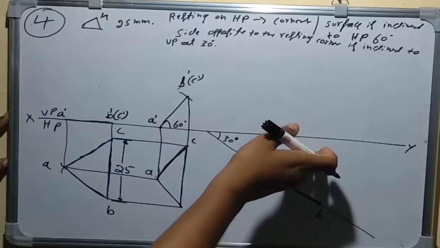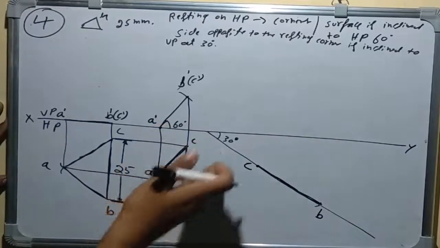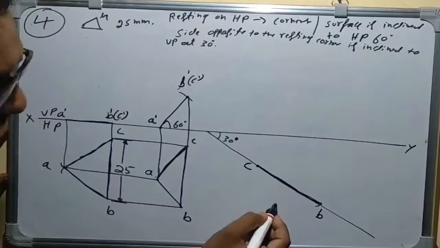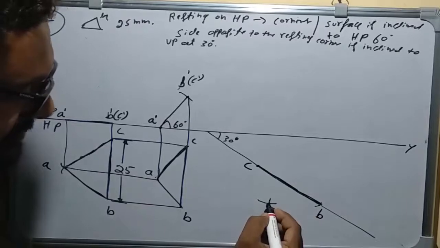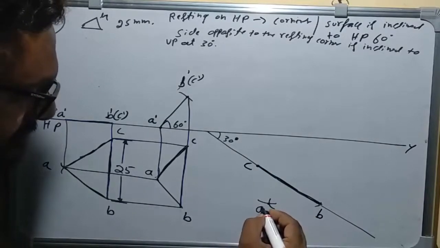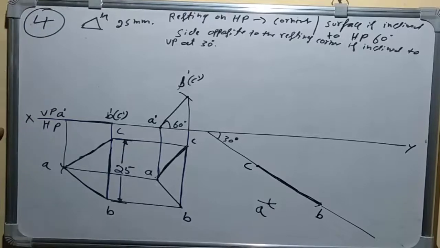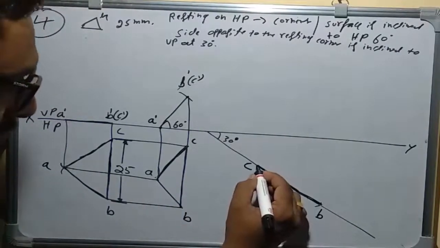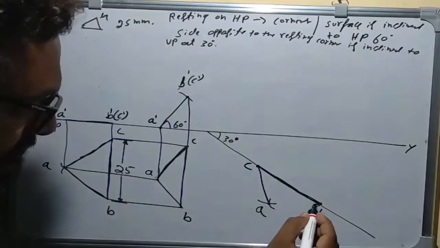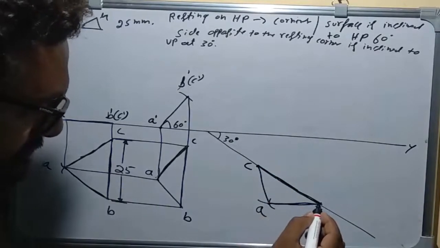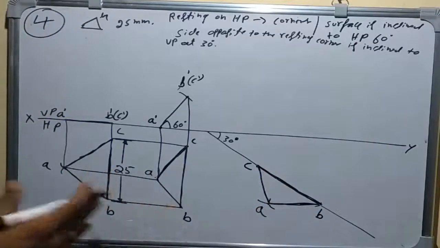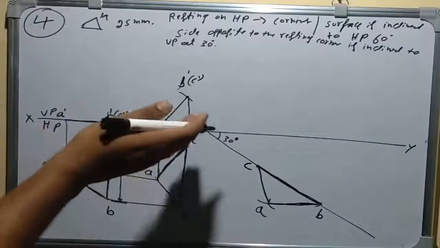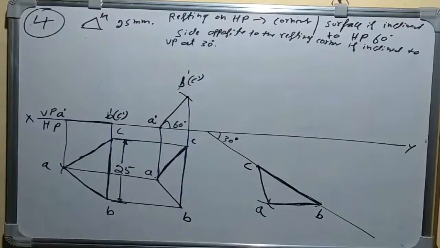If you don't have space at the top, you can mark it downside. C to A you measure it, from C to A draw the arc, then B to A you measure it, take B center and draw the arc. You will get A, and then join it. Okay, now we made the side opposite to the resting corner inclined 30 degree to VP.